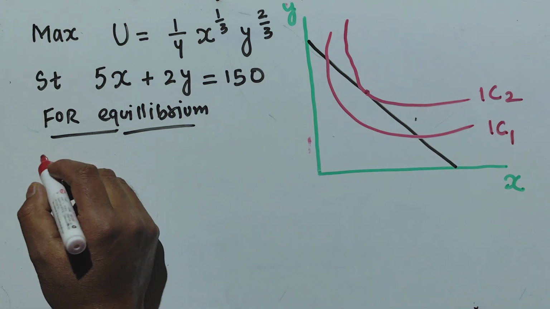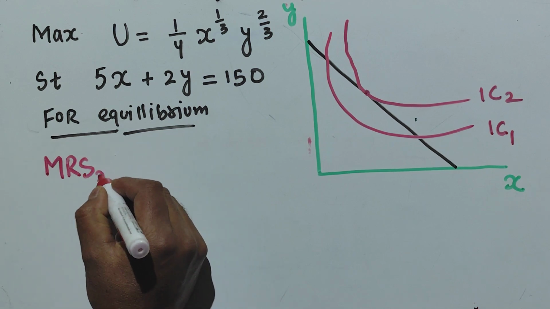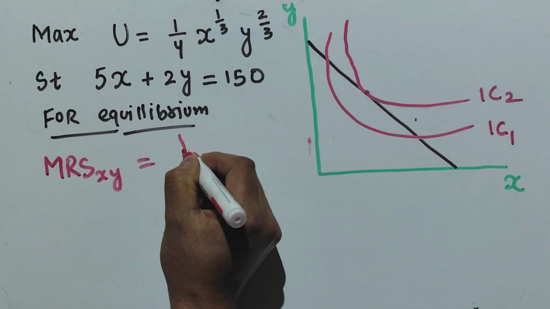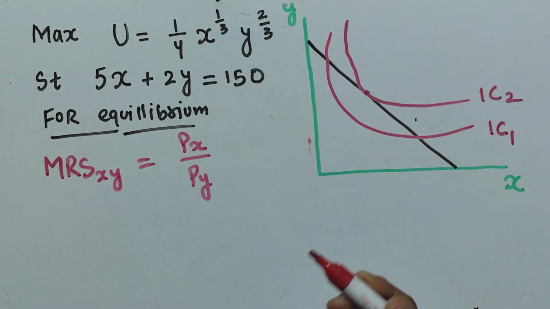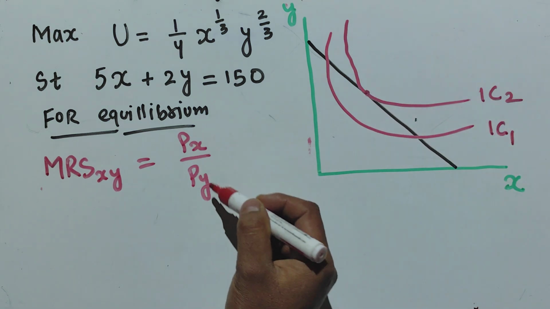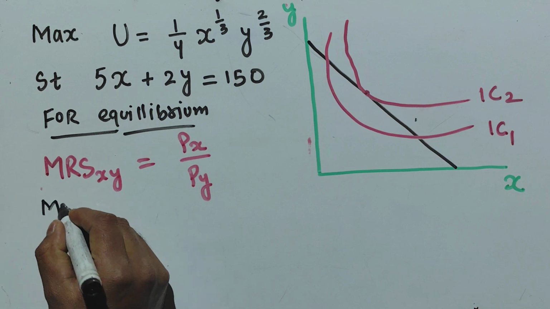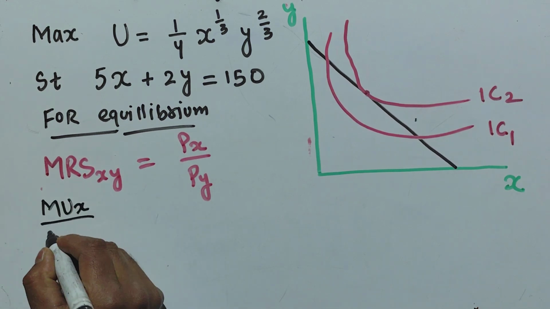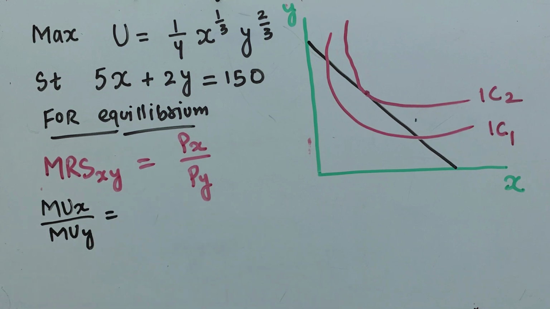Okay, that is, we should have the marginal rate of substitution between good x and y equal to the ratio of the prices, that is price of x upon price of y here. So what is MRS? MRS is the slope of the indifference curve. What is Px upon Py? This is the slope of the budget constraint. So let us solve for MRS. MRS is simply the ratio of the marginal utility of good x and the marginal utility of good y. It should be equal to the price ratio.